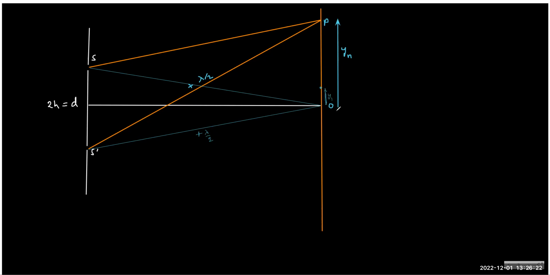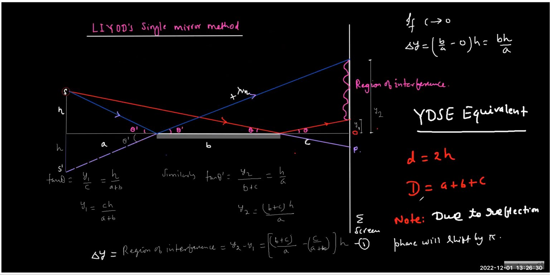But the point O can be a point of interference under a situation when C becomes 0. Because as you make C 0, Y1 becomes 0, right? Yes, sir. So in that case only, the O will fall into the region of interference.